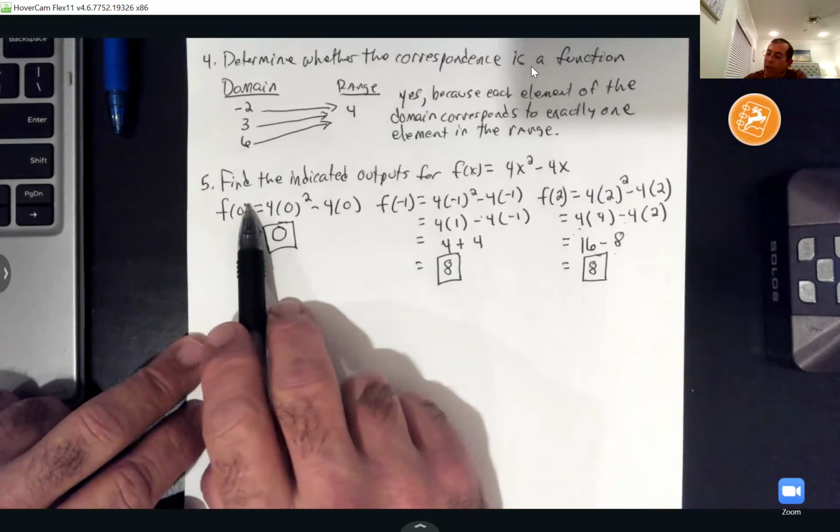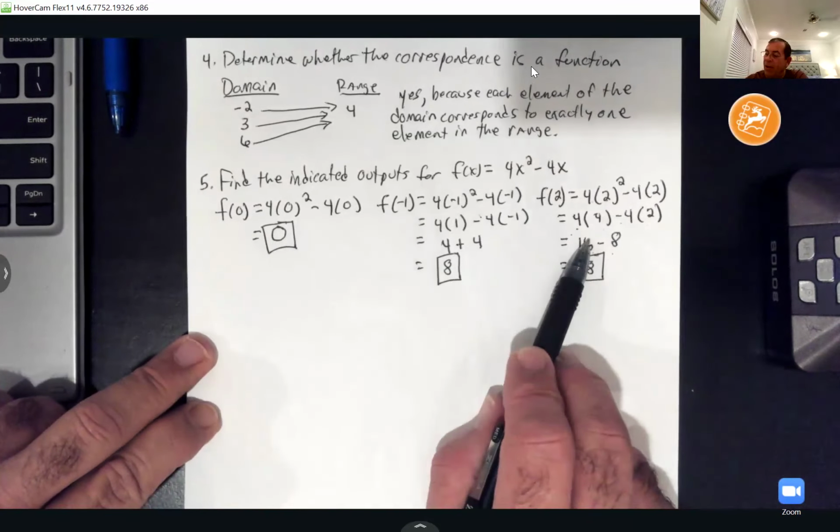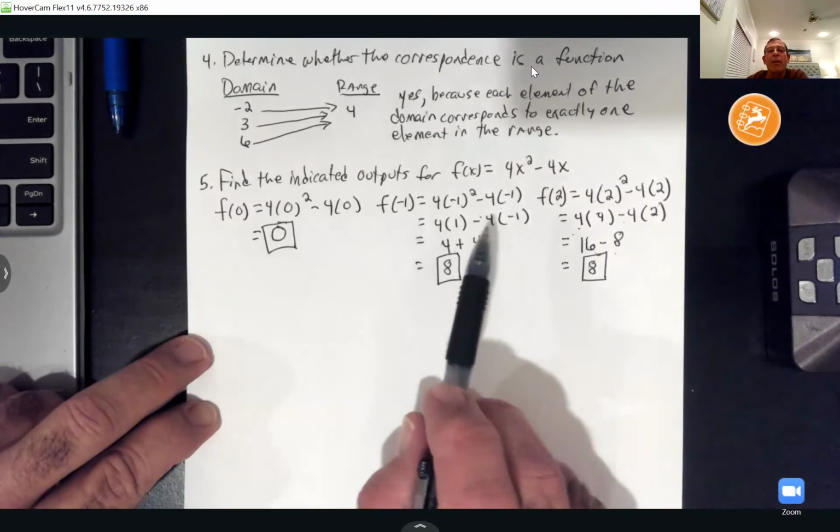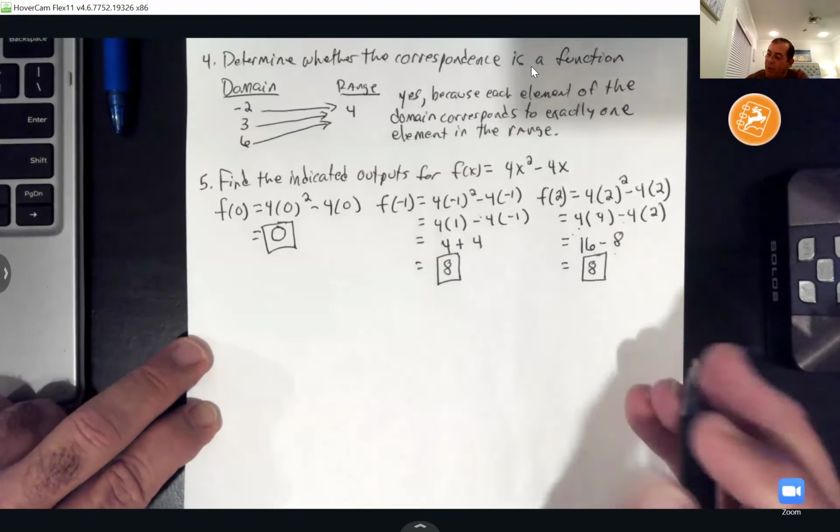All right, so number 5, you'll have to find 3 values. Now, it always starts out with 0, and then they'll probably give you a negative number and a positive number, okay?